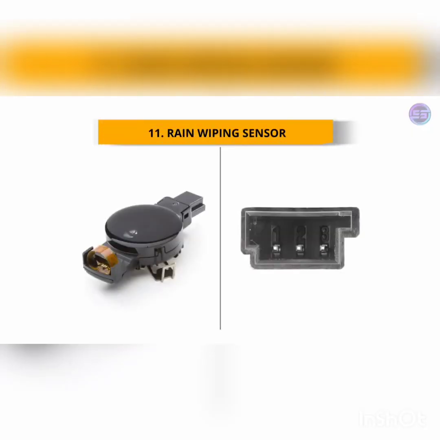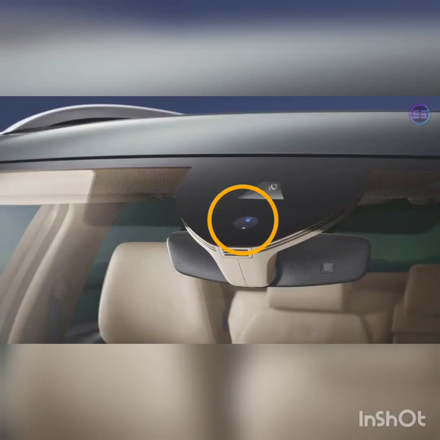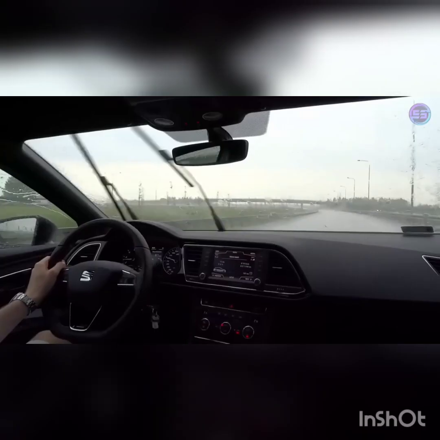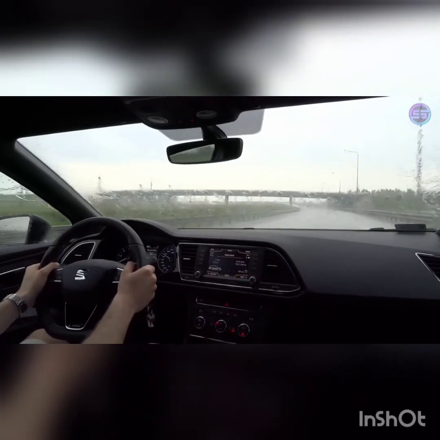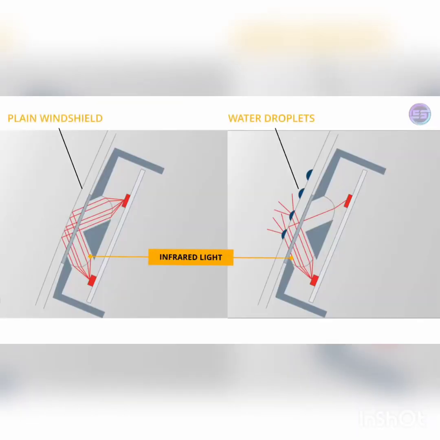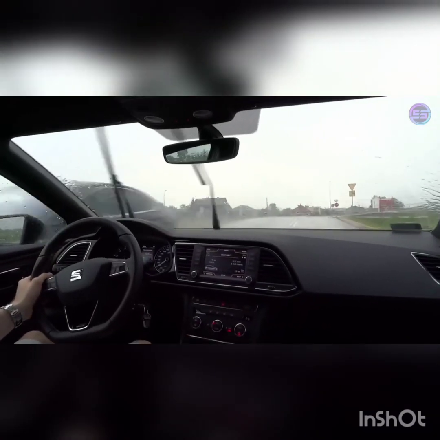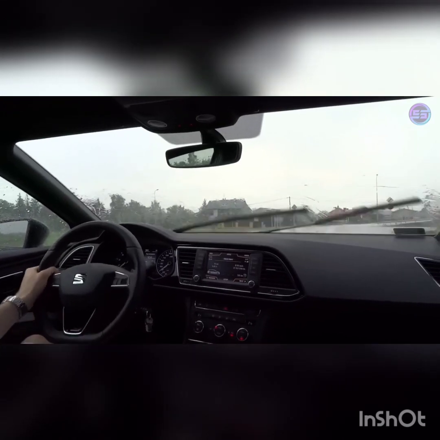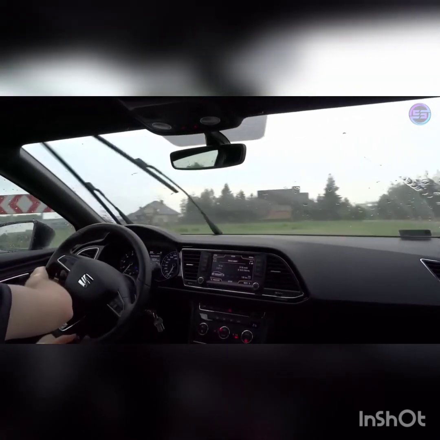Number 11. Rain wiping sensor. The rain sensor is located on the upper end of the windshield glass, senses the amount of rainfall, and controls the wiping cycle for the proper interval. It sends out a beam of infrared light. When water droplets are on the windshield, the light is reflected back at different angles. This tells the system to activate the wipers, as well as adjust wiper speed and frequency based on the intensity of the precipitation, combined with the vehicle's speed. The more it rains, the faster the wiper operates automatically.